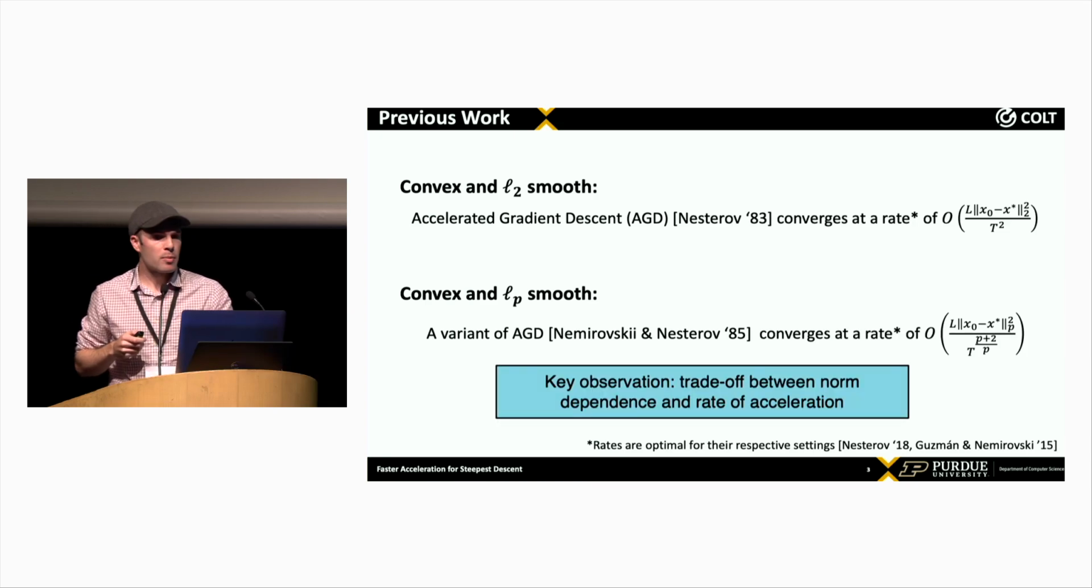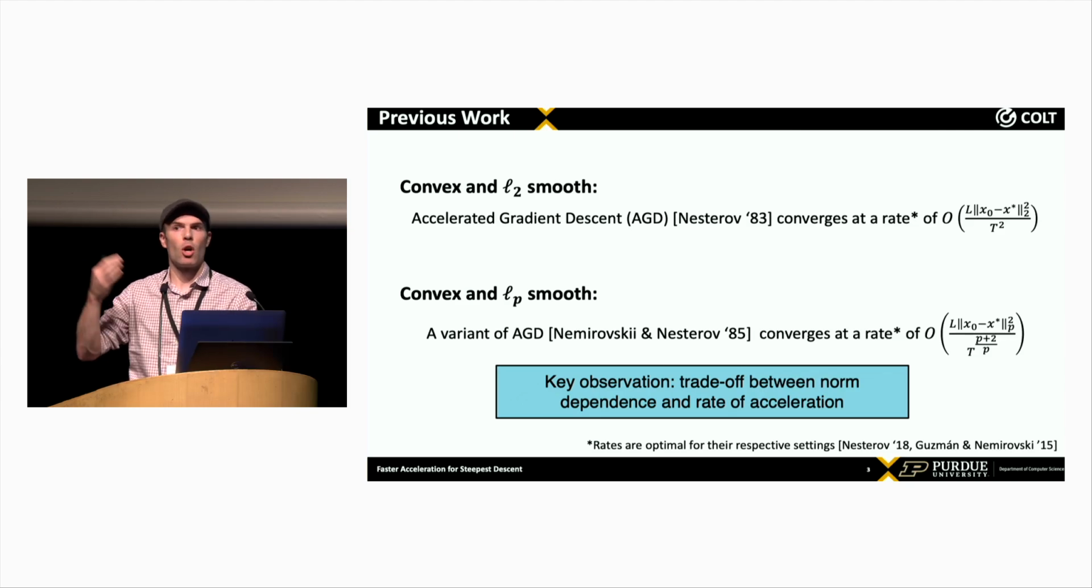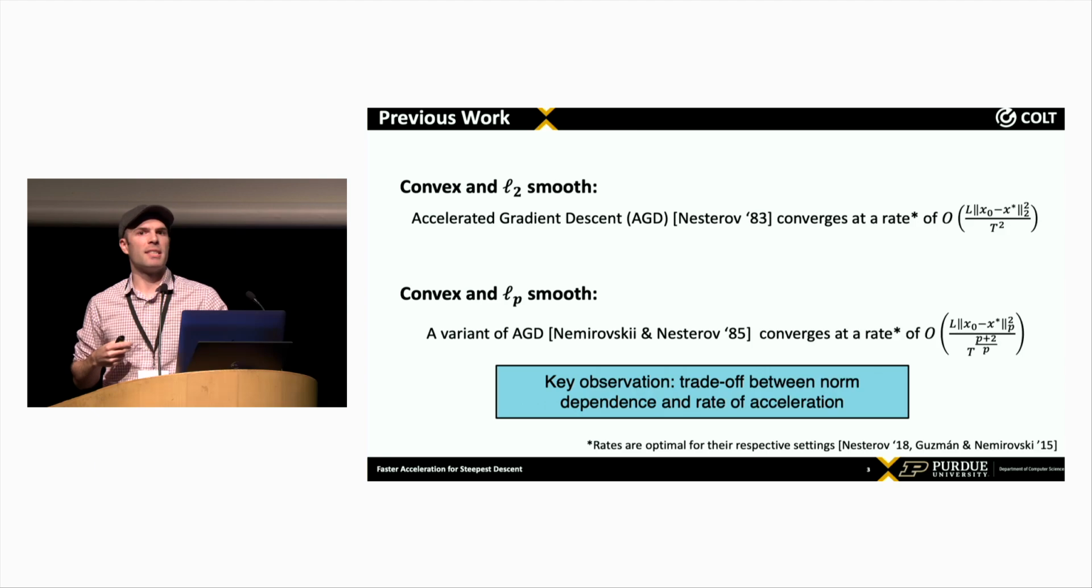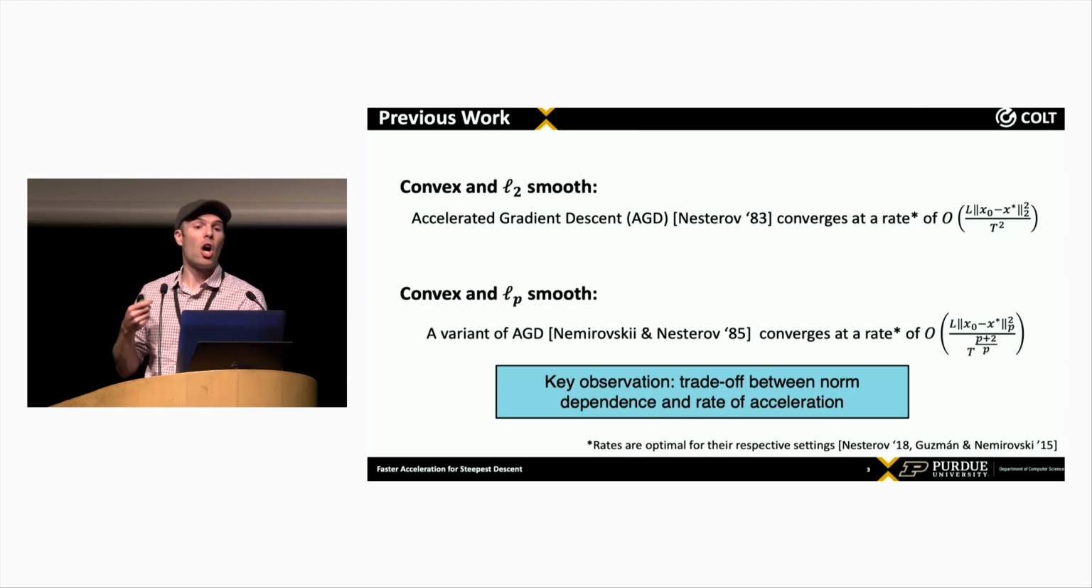And so what we observe here is a certain trade-off between the norm used to measure the diameter of the problem and the rate of acceleration that we get. So if P were to go to infinity, you could have problems, say, something over a box, where the infinity norm of the diameter could be much better than, say, the L2 norm. But it comes at a cost.